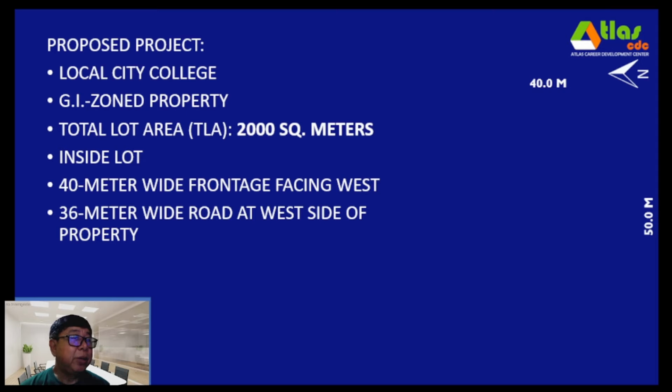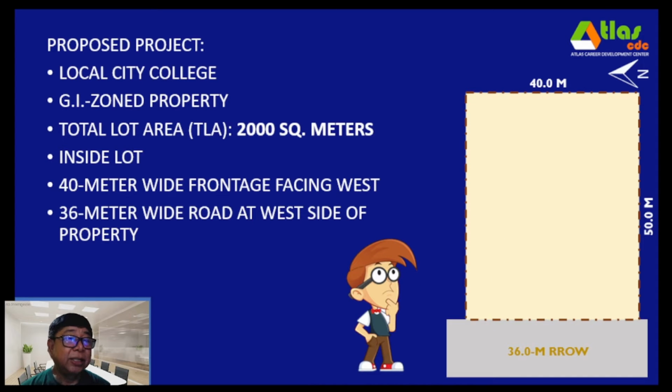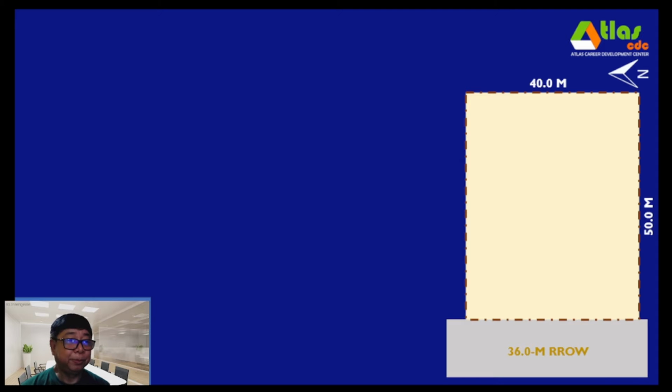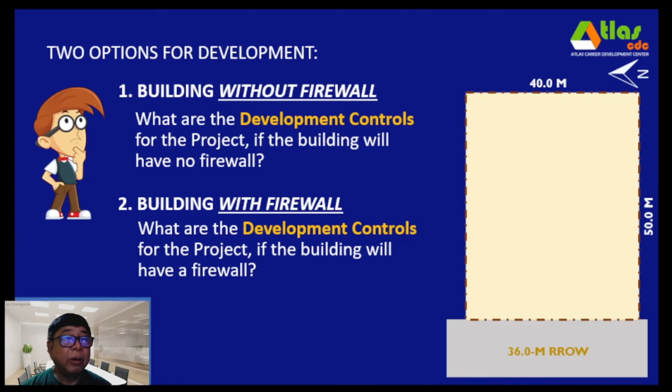So if we are going to draw the lot, we have a 40 meters by 50 meters property facing a 36 meters road. And we are going to determine the development controls, wherein we have two options for development. One option is to build without firewall. So we want to know what are the development controls for the project if the building will have no firewall, or what will be the development controls for the project if the building will have a firewall.